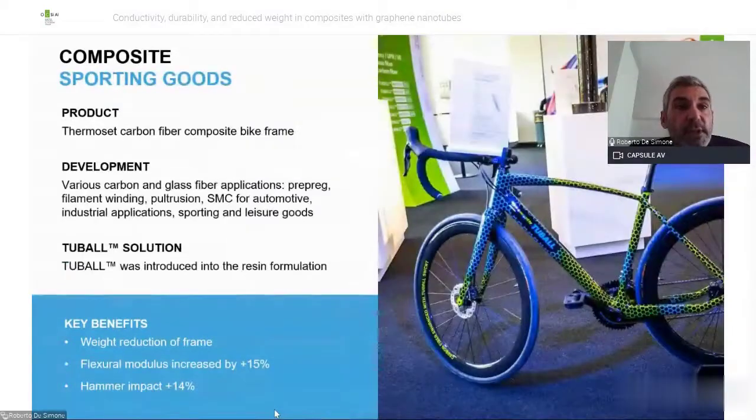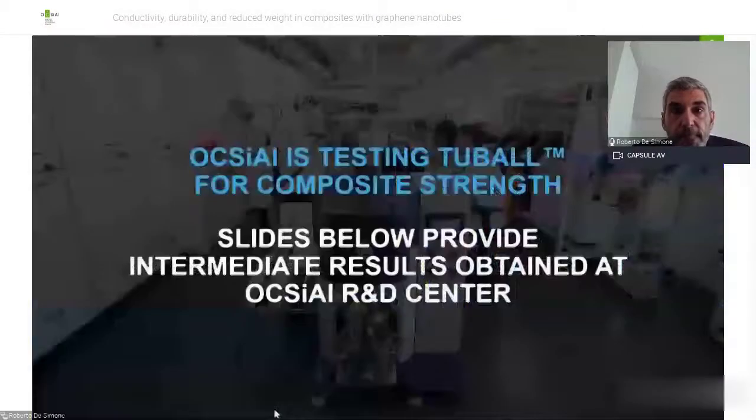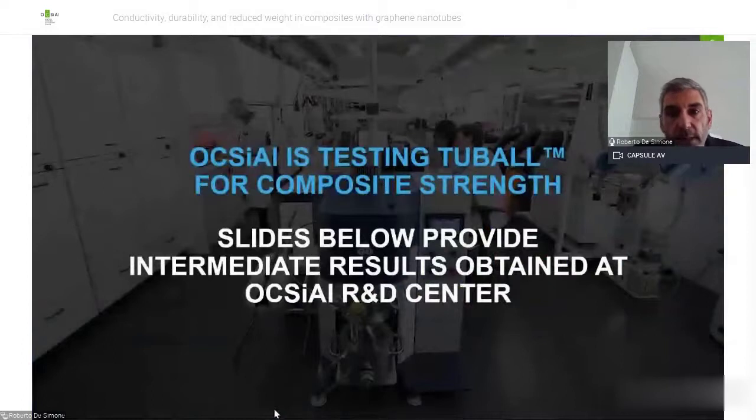The second one is how to use graphene nanotubes for a thermoset carbon fiber composite bike frame and bike wheel. Also in this case, using a system compatible with the epoxy system, we were able to achieve a very good weight reduction of the frame, and also increase the hammer impact, which is a specific test for bike frames, by 14%, and even the flexural modulus.